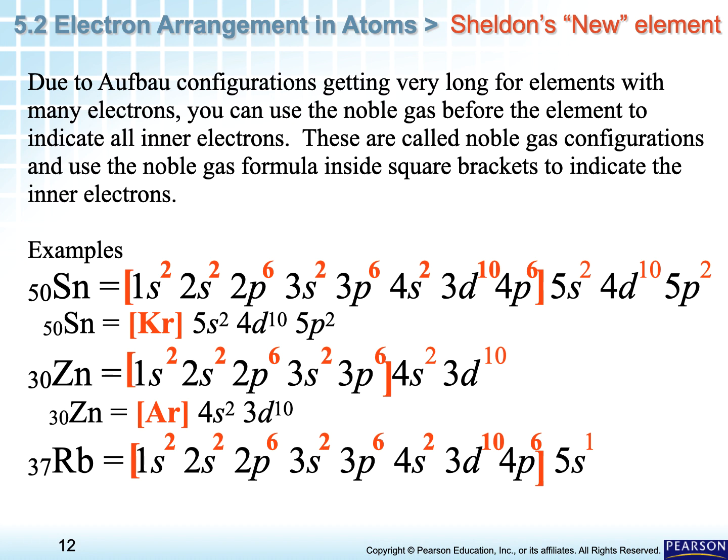Rubidium, same thing. Same krypton core as tin because it's in the 5th row, but it's the first element on the left side, so it's 5s1 because 36 plus 1 is 37. So if you are doing these, you might say, oh, this is starting to get confusing, but all of these are already done for you on the periodic table. So basically what I'm doing here is showing you how what's on the periodic table got there.